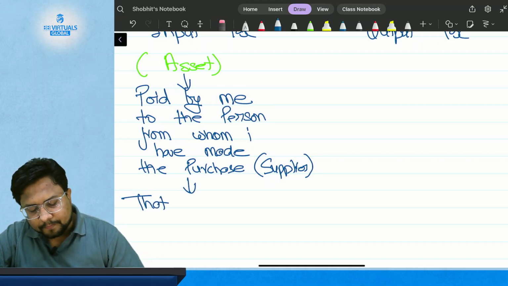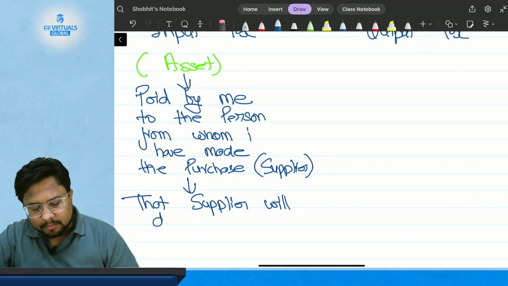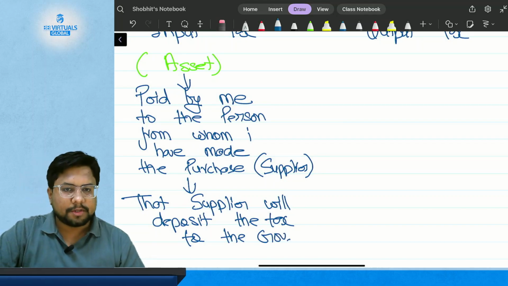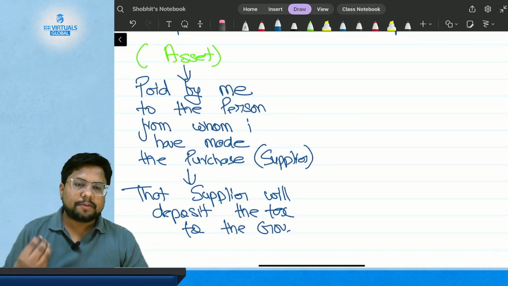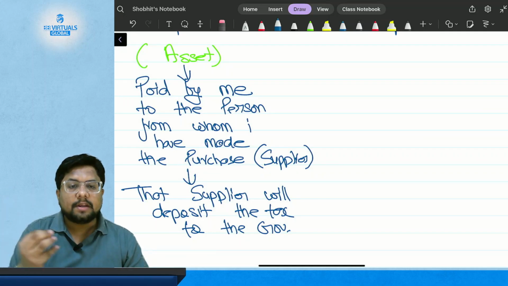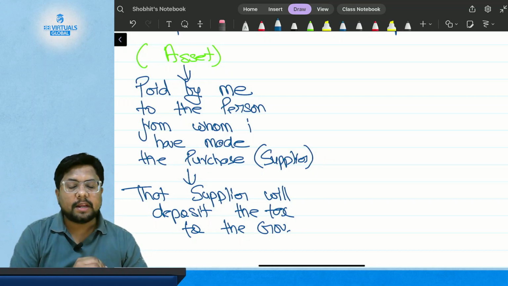that supplier will deposit the tax to the government or authorities. So what is the procedure? First, if I have purchased the goods, I will give the tax money to him, and then he will give the tax money to the government or authority. Hence it is an indirect tax.